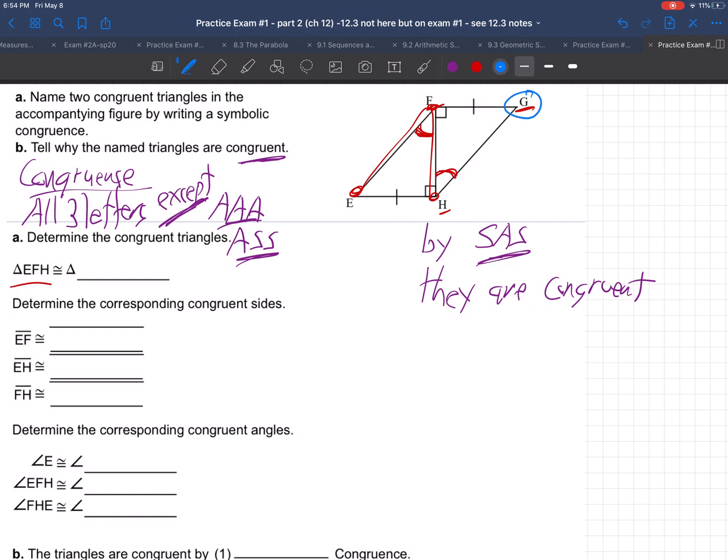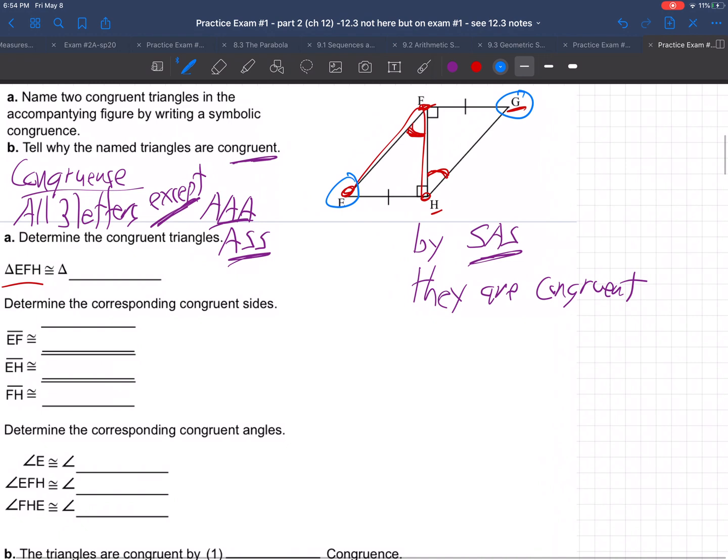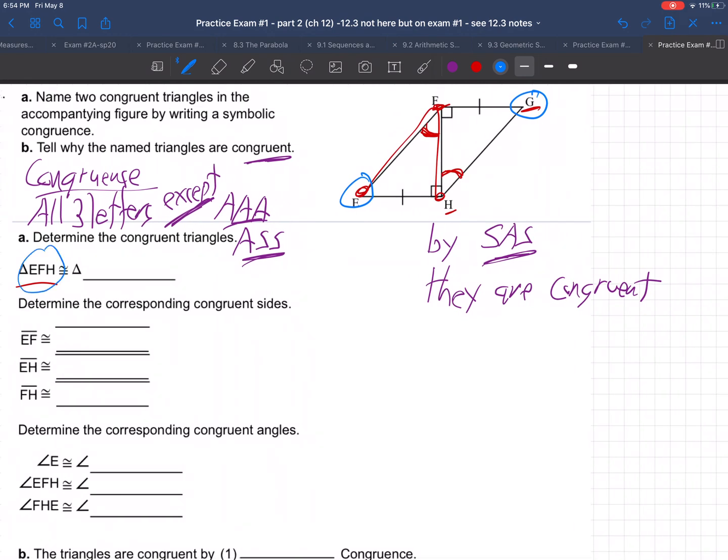So G, well, let's start here. E, they did EFH, so E, F, H in that order. So they did this one in the middle. Then I got to go G, H, F, putting this one in the middle. G, H, F. Do you see that? G, H, F. This angle must match this angle. So it's got to be in that exact order. That's how you say it.